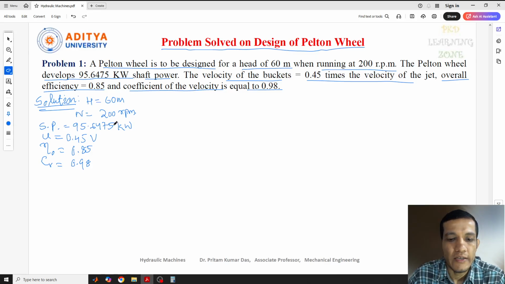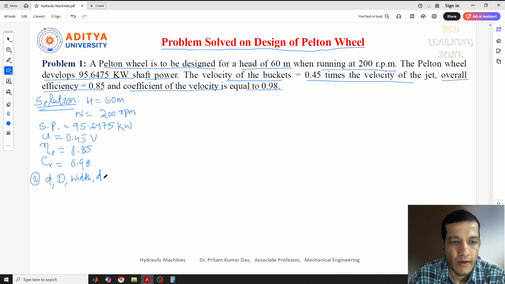So design of Pelton wheel means we need to find out first all these things like diameter of the jet. Diameter of jet is nothing but small d. Similarly, we need to find out diameter of the wheel, in the sense that is capital D. Next, we need to find out the number of buckets, width of the bucket, depth of bucket, and number of jets. So number of buckets in the wheel.